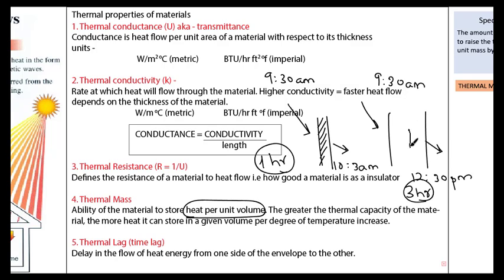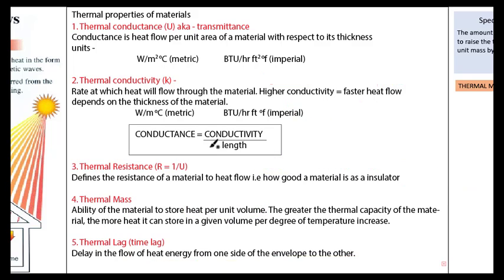So it has high thermal lag. The thermal lag is the delay in the heat transfer. The delay in the flow of heat energy from one side of the envelope to the other is known as thermal lag. I hope you got the concept.